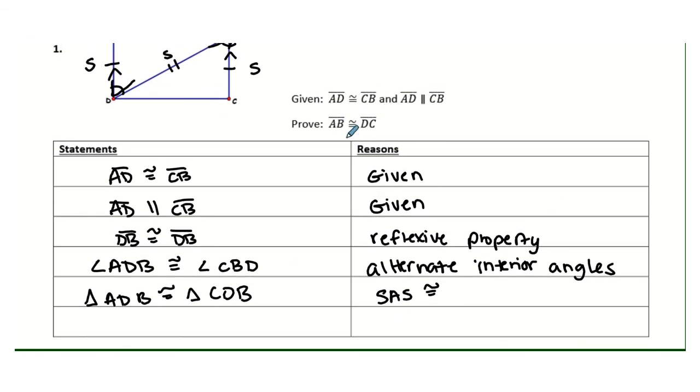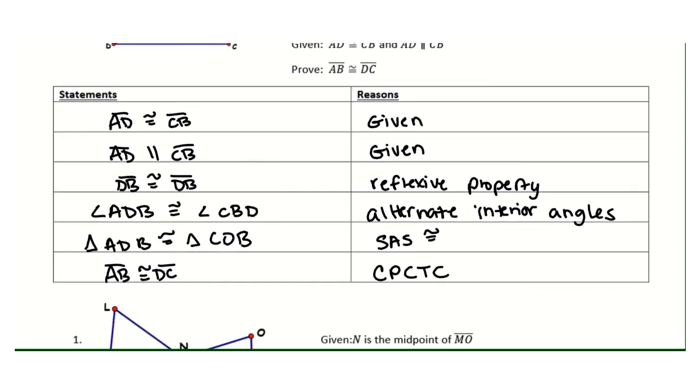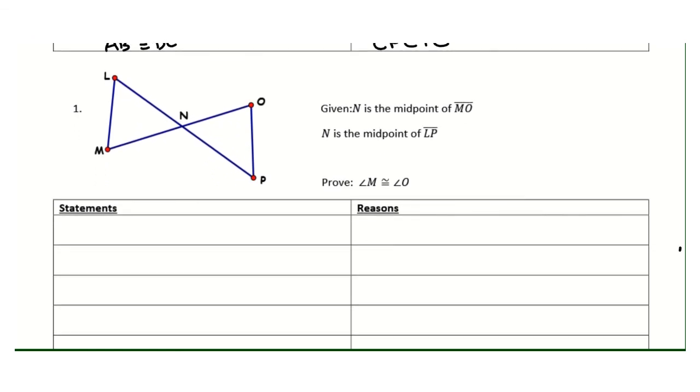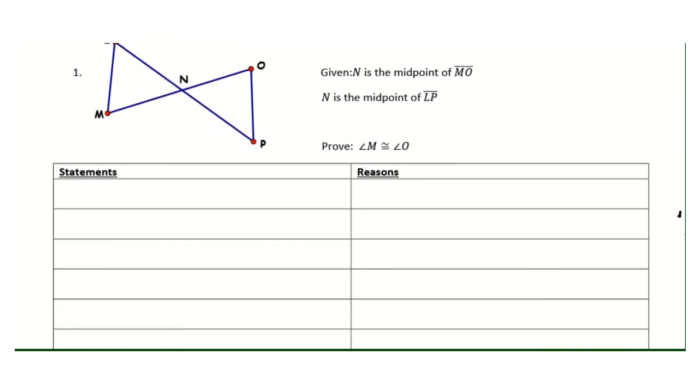And then we want to say our proven statement. Our proven statement is that AB is congruent to DC, and we can say this because we know that we have congruent triangles, and because we have congruent triangles, we can say that corresponding parts of congruent triangles are, in fact, congruent. What I'd like you to do is pause the video and look at this next problem and see what you can do on your own.